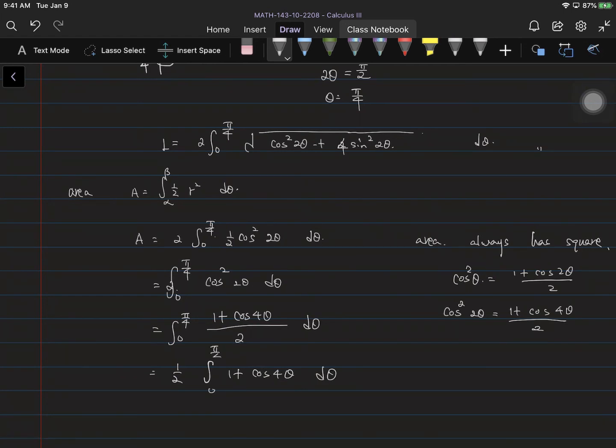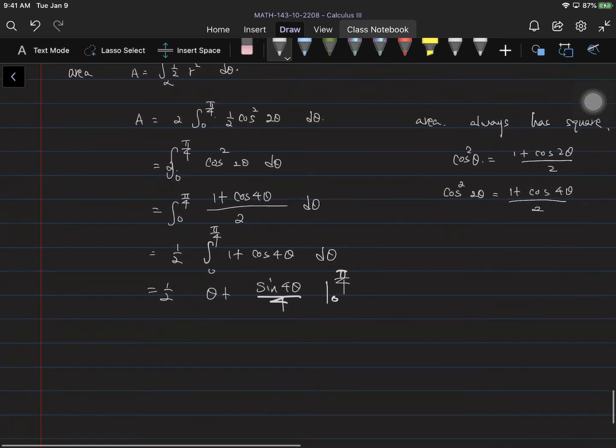From 0 to pi over 4, which is 1/2 theta plus sine 4 theta over 4, from 0 to pi over 4. And sine pi and sine 0 are both 0. So we just ignore that term. The final answer is just 1/2 times 4 pi over 4, which is pi over 8. That's the final answer.